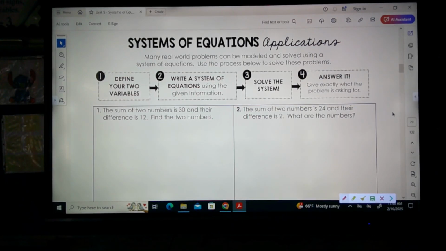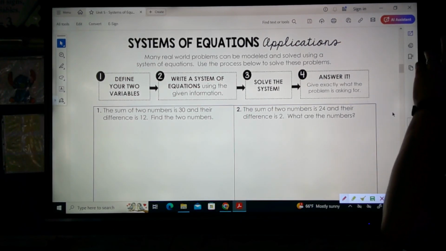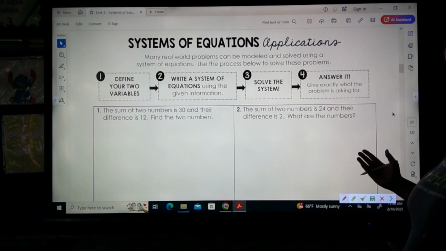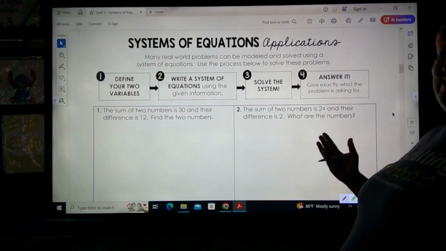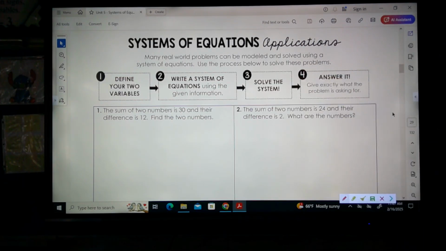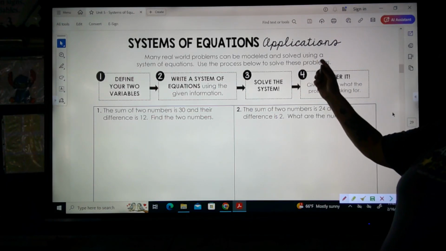Unit 5.5, Systems of Equations Applications. When are we going to use this in the real world? Here you go. This is how you're going to use this in the real world. Many real world problems can be modeled and solved using a system of equations. So we're going to use this process to solve these problems.